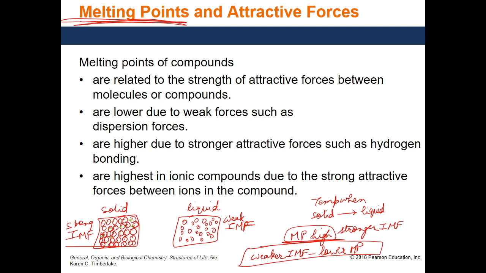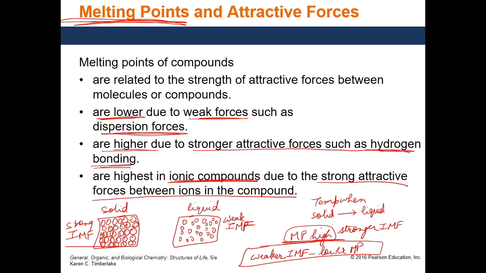Okay, melting points of compounds are lower due to weak forces such as dispersion force. They are higher due to strong attractive forces such as hydrogen bond. They are highest in ionic compounds due to the strong attractive force between ions in the compound. So melting point is highest for ionic compounds, then it is for the compounds which have hydrogen bond. Why? Because hydrogen bond is strongest out of all of those. Then it is weaker for dipole-dipole, and the weakest is for dispersion force, because the stronger the IMF, the higher would be the melting point.